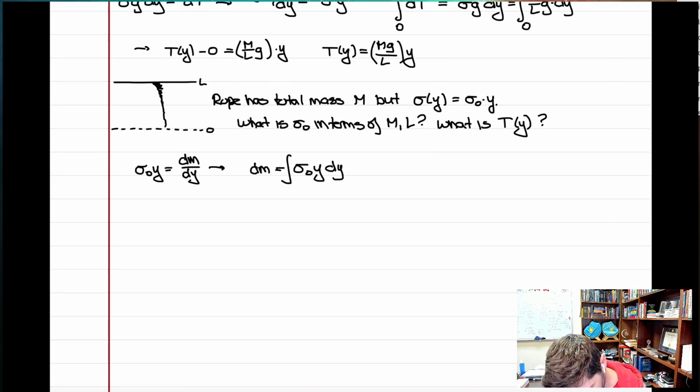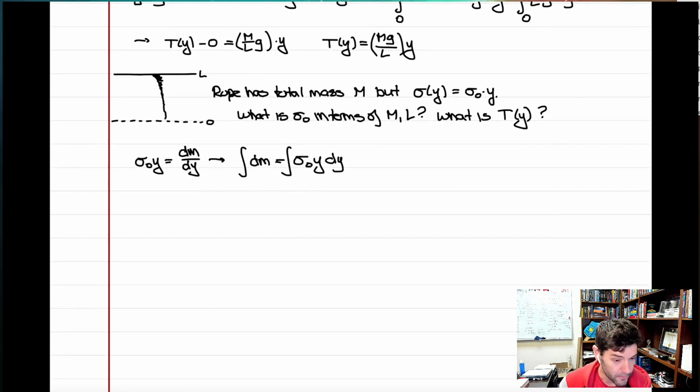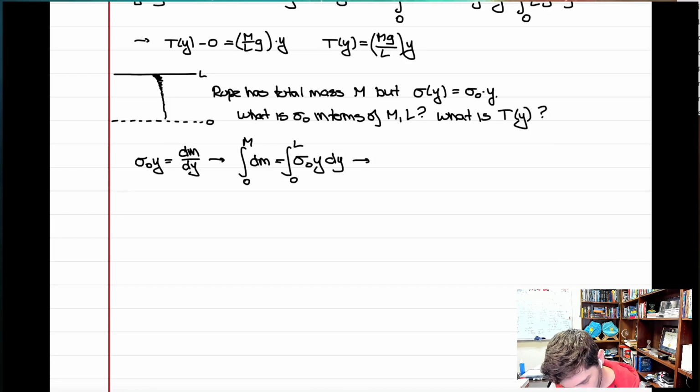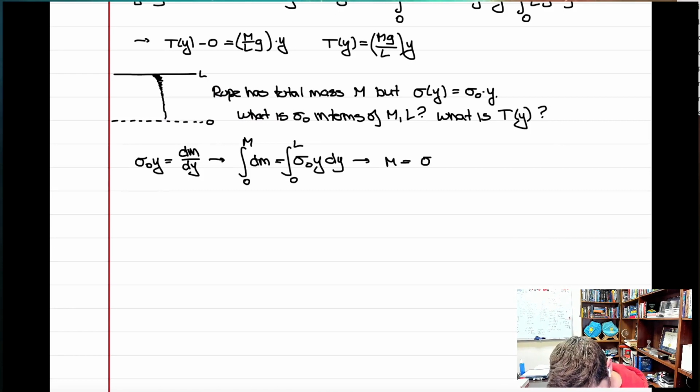And again, we can integrate. If I want to relate this to the total mass in the system, I'm starting at the bottom and going all the way up. I'm starting where I've added up no mass, and I get to the total mass of the rope at the top. So this suggests that big M equals, and this is also how you could find the total mass of the rope if you knew sigma naught, sigma times L squared divided by 2.